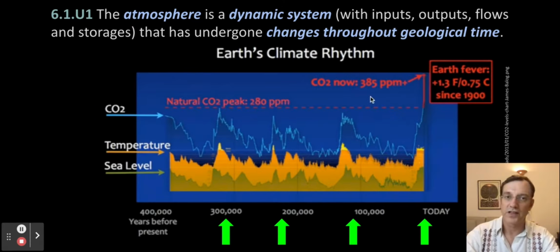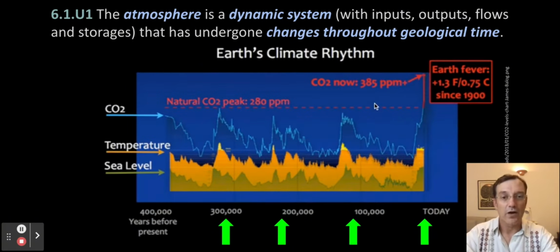When I first put this slide together several years ago, CO2 levels in the atmosphere were about 385 parts per million. When I just looked the other day in September 2023, we were sitting at around 416 to 418 parts per million. So even in just a few short years, we are still adding more and more carbon dioxide to our atmosphere.